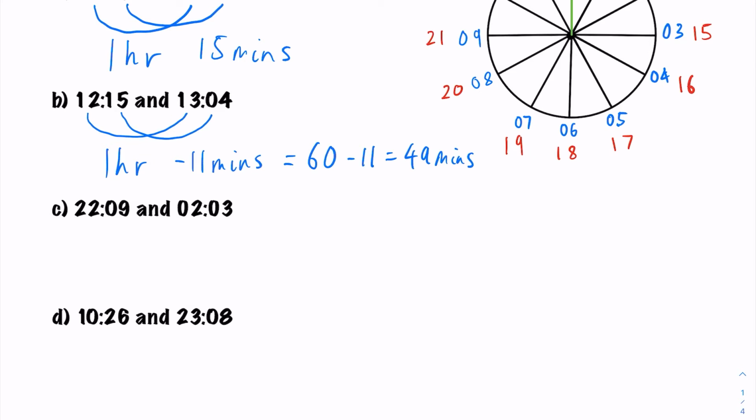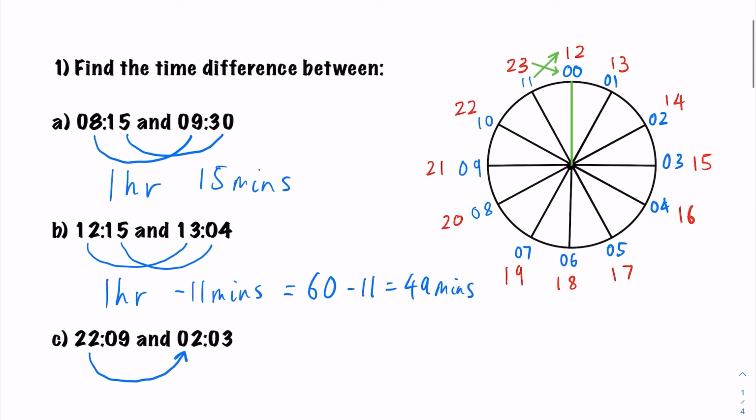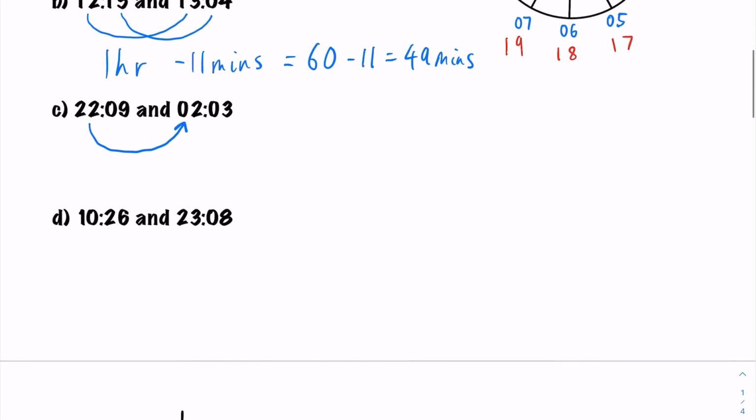So 22:09 and 02:03. We're going to have to work out how many hours pass to get from 22 to 02. So 22 is 10 o'clock at night, so 10 p.m, and 02 is 2 a.m. So using the idea of the clock we were talking about earlier, if you focus your attention on the clock on the top right, you can see starting here at 22, we need to go 1, 2, 3, 4 hours to get to 02. Okay, so 4 hours is going to be the difference between 22 and 02. So we've got 4 hours difference here.